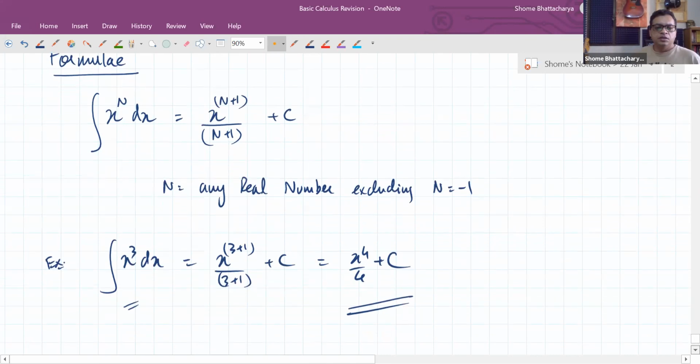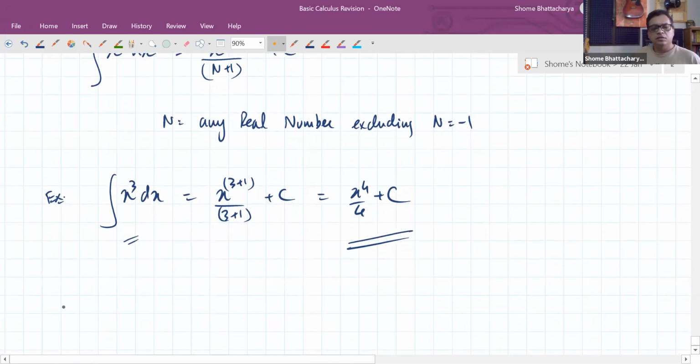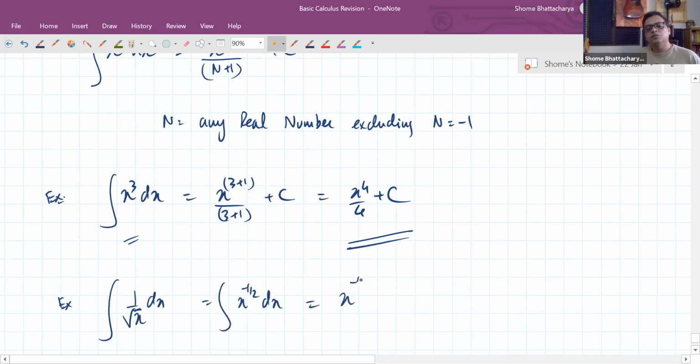Okay. If I'm integrating 1 by root x, for example, okay, so that can be expressed as x to the power minus half. So that would become x to the power minus half plus 1 upon minus half plus 1. So that would be x to the power half, or 2 root x plus c.